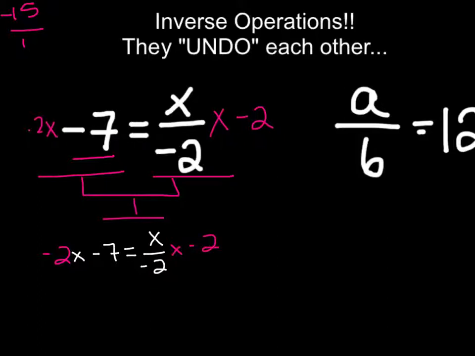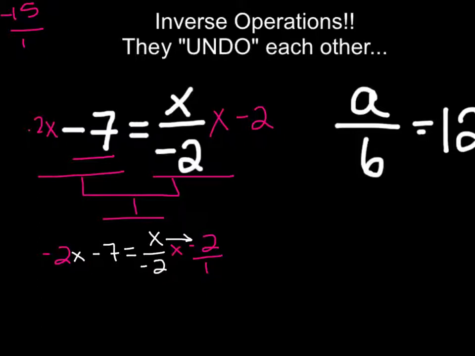Now let's think about this. I'm going to look at the right-hand side of the equation right now, and if I multiply by negative 2, technically I can think of this as multiplying by negative 2 over 1. Because I have this x over negative 2, that's a fraction, x divided by negative 2, essentially. Let's now look at this. Let's simplify this.